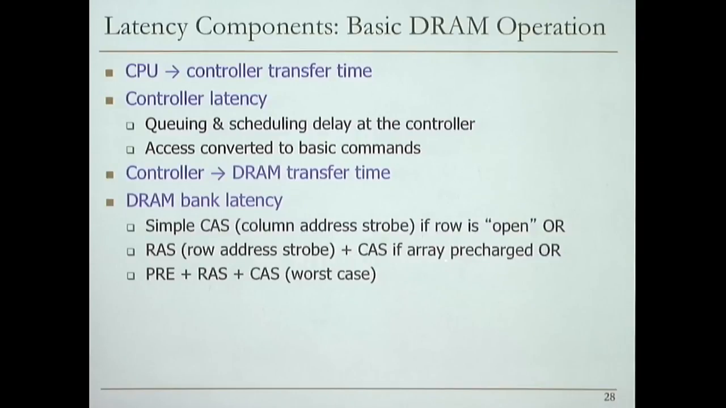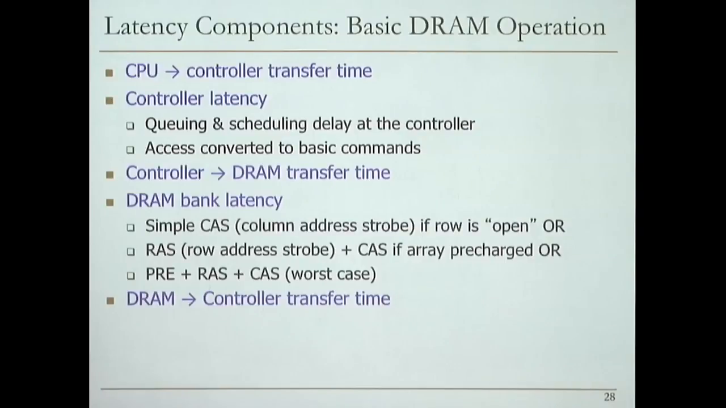If the array is precharged and there's no row that's open in the bank that you're trying to access, you need to send the row address and the column address, so that takes a little bit longer. And in the worst case, if there's some other row in the bank open, that's the row conflict case. I should have said conflict over there. Then you need to first precharge the array, send the row address, and send the column address. Each of these takes time, as we will also see later in this lecture, and you will see in your readings. That's the worst case access, and this takes pretty long.